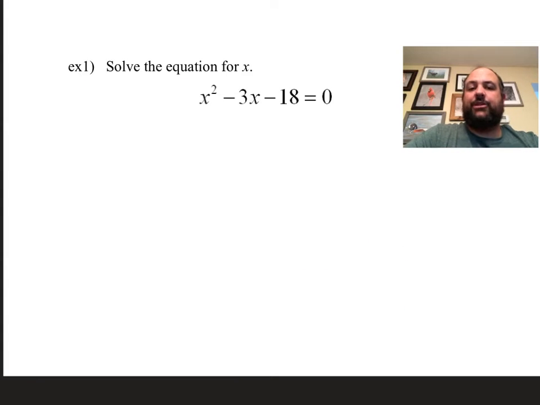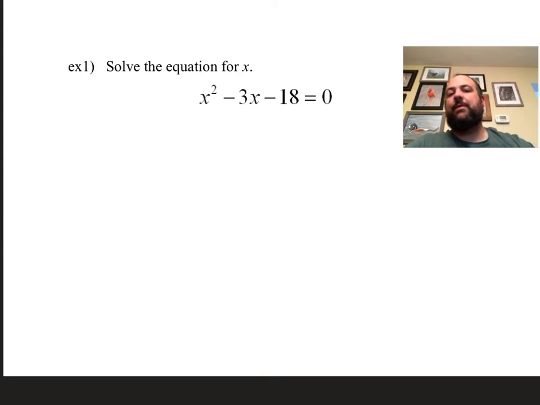So in this equation, we have x squared minus 3x minus 18 equals 0. I want to solve this equation for x. The problem is I can't follow the same rules that I normally would for linear equations, because even if I try to move, let's say, this x over to the right, I'm still going to have an x squared term over here on the left. So the fact that I have both x and x squared, that causes a problem in this case.